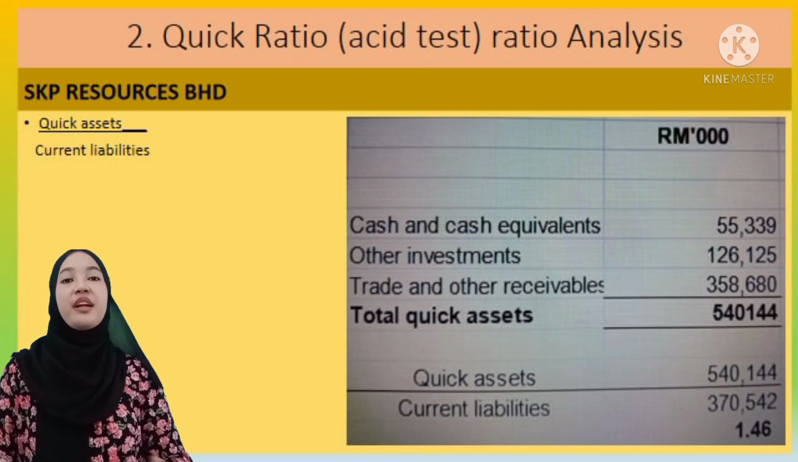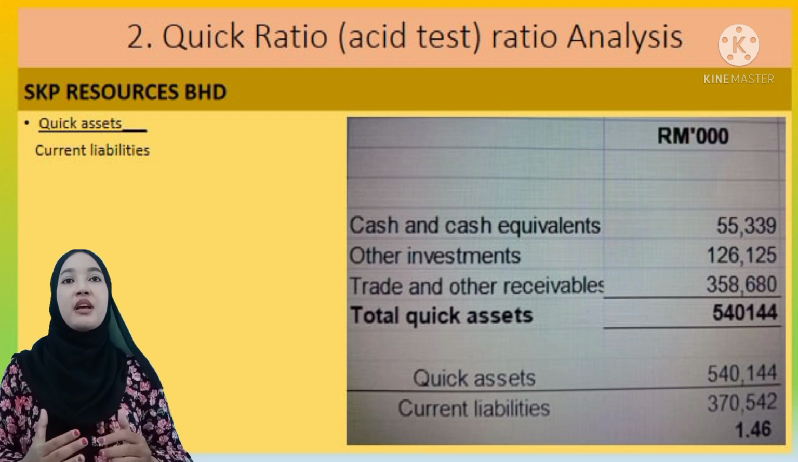Quick ratio analysis for SKP Resources Berhad. Quick assets involve cash and cash equivalents 55,339,000, other investment 126,135,000, and trade and other receivables 358,680,000. Total quick assets 540,144,000. Quick assets 540,144,000 divided by current liabilities 370,542,000. Get the calculation from current ratio for current liabilities equal 1.46.